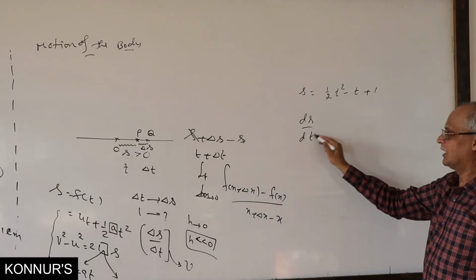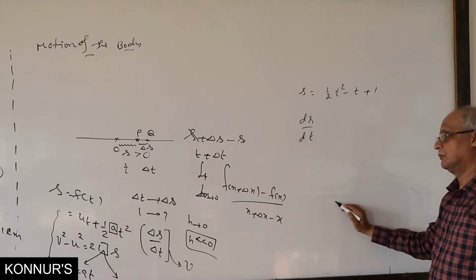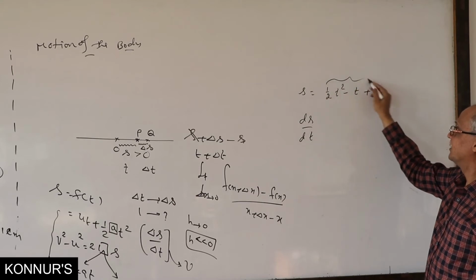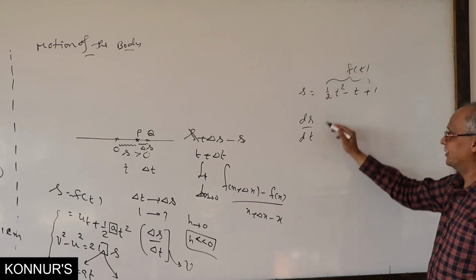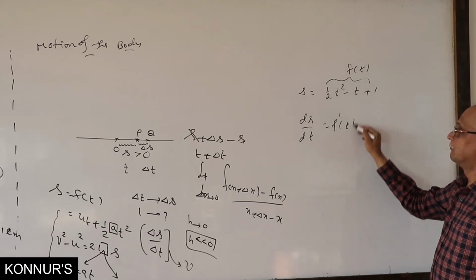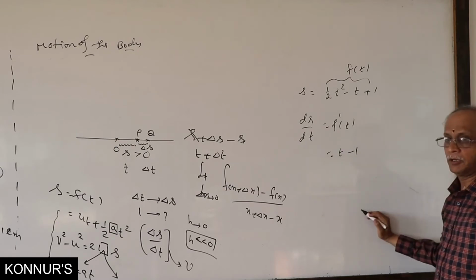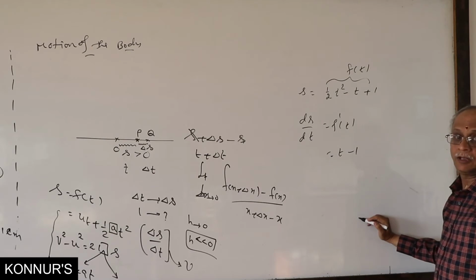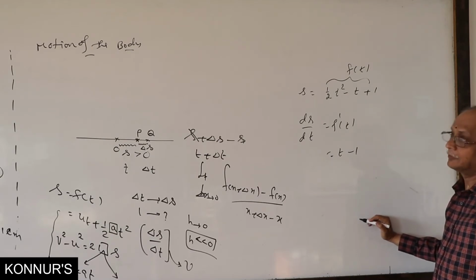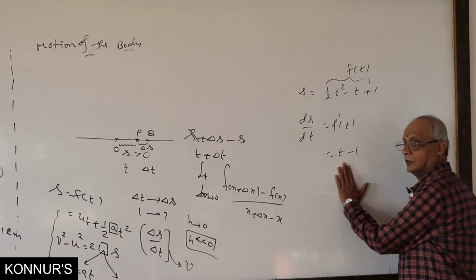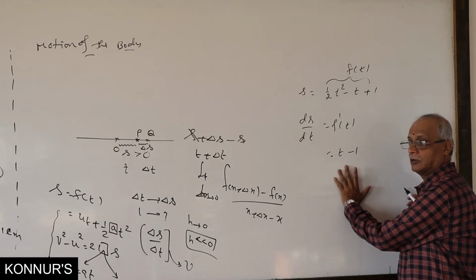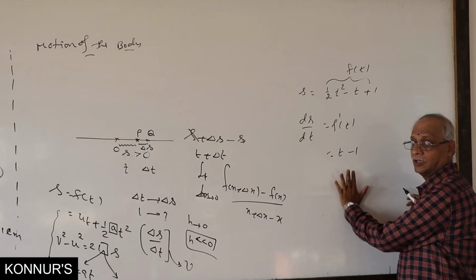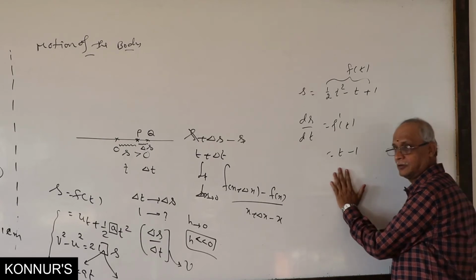Delta s by delta t is the same as ds by dt. ds by dt means derivative. If you take this as f of t, therefore we need f dash t. What is the derivative here? t minus 2 cancels. You got velocity, which is again a function only. Velocity is also a function, and in terms of t only, time only. Hence velocity depends on t, time.